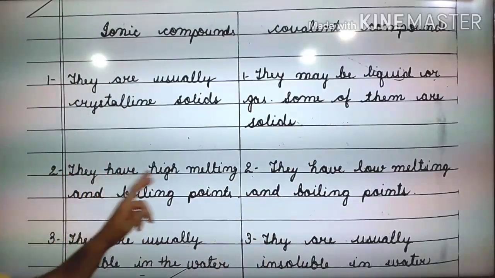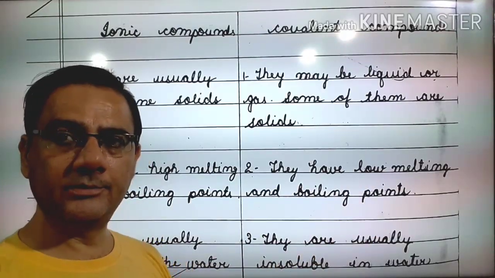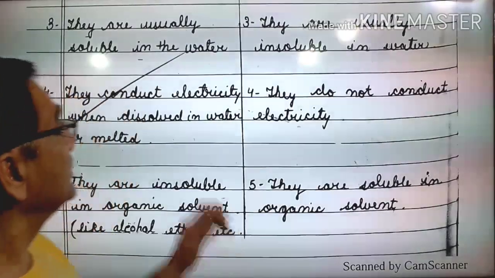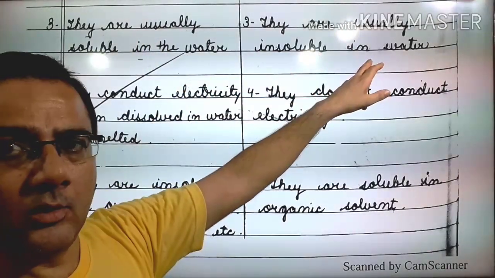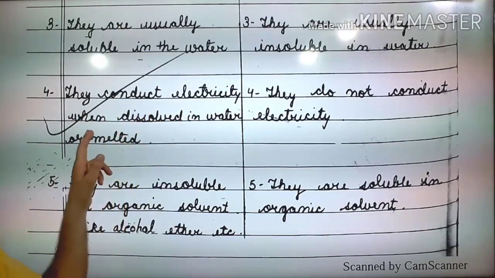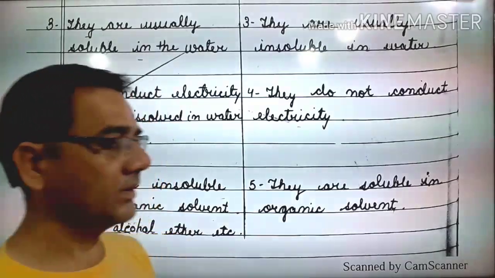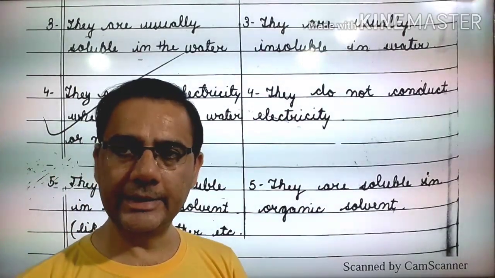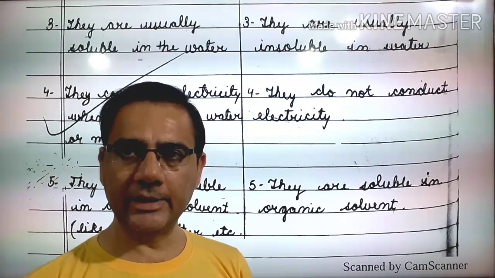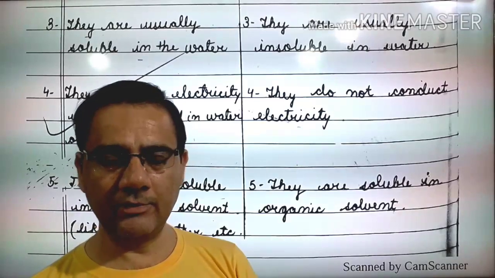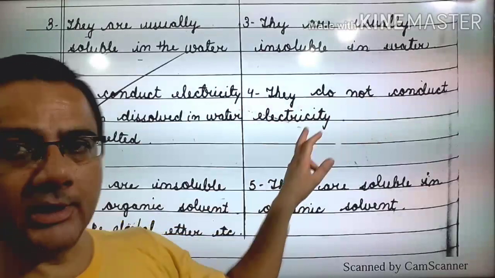Second point, ionic compounds have high melting point and boiling point, and covalent compounds have low melting point and boiling point. Third point, ionic compounds are usually soluble in water and covalent compounds are usually insoluble in water. Fourth point, ionic compounds conduct electricity when dissolved in water or melted. Melted means molten form. So when ionic compounds are dissolved in water, they conduct electricity. Either they dissolve in water or they are in the molten form, then they are able to conduct electricity. Covalent compounds do not conduct electricity.